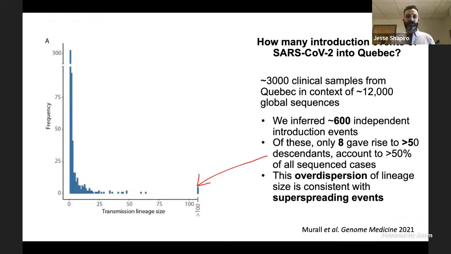So this kind of distribution is over-dispersed. And this over-dispersion is consistent with super spreading events. That's something that public health epidemiologists talk about a lot, where you get these events like a choir practice where everyone gets in, hundreds of people get infected all at once. This is something that we're actually seeing as a feature of the phylogenetic tree. We don't really know what these events are, but it's really evident from the tree that you do get these super spreading kind of dynamics.